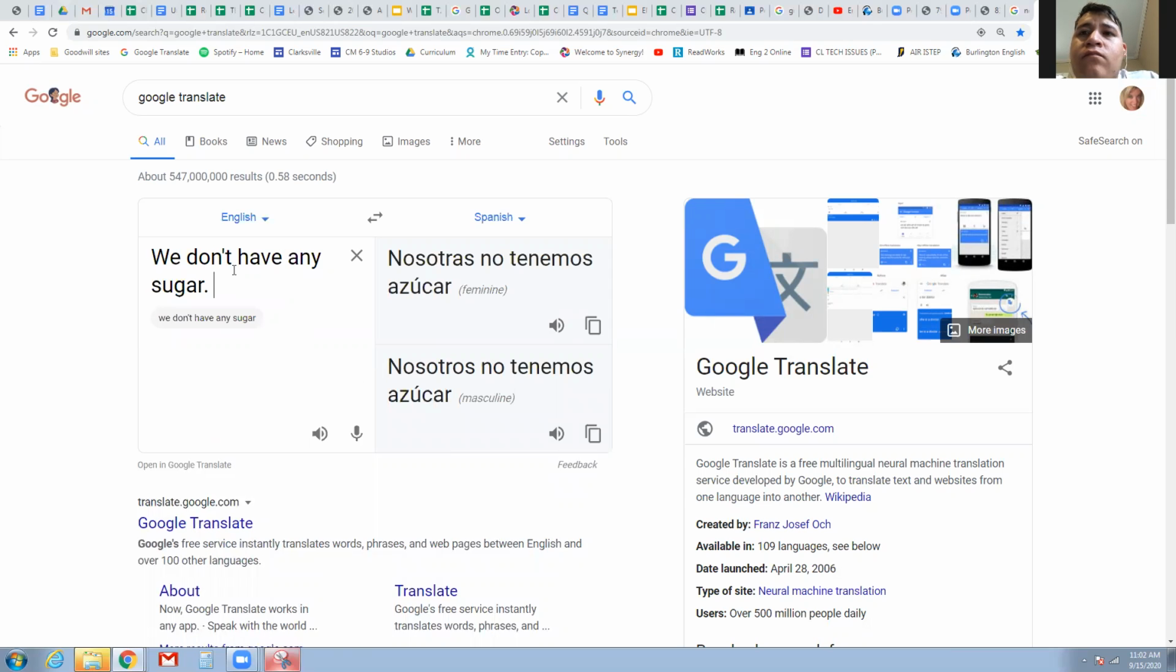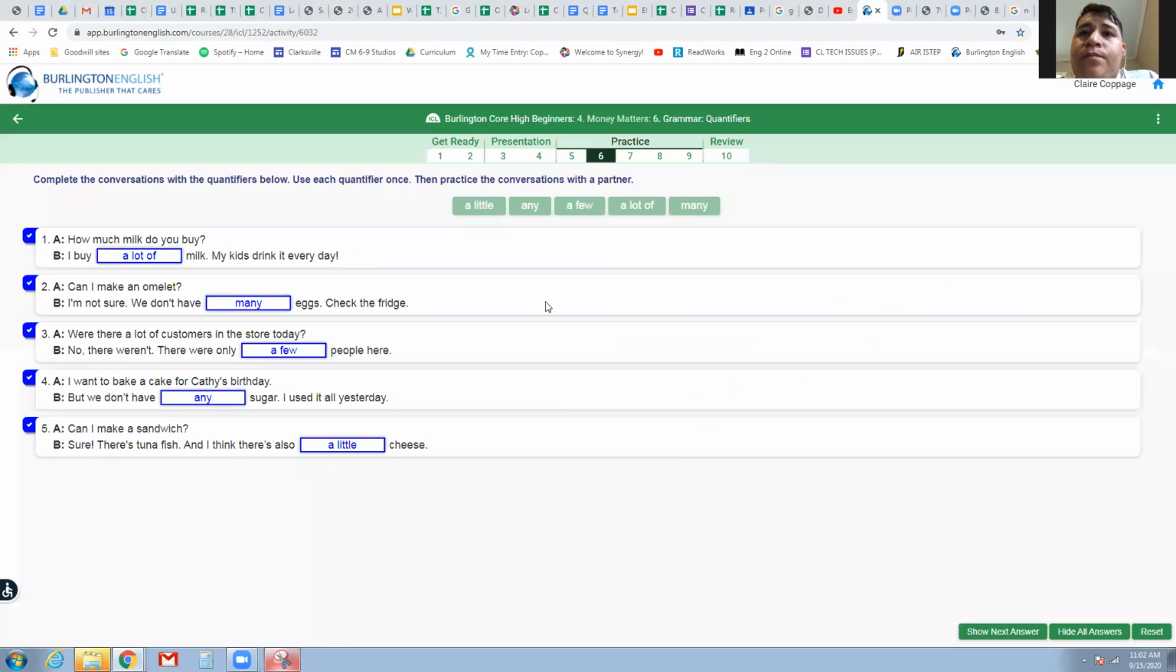Okay, so there's no translation, but did you see, ninguno, ninguna is the translation of any. So in English, we would use that. Si no tenemos ningún pedazo de azúcar. Sí, okay, good.